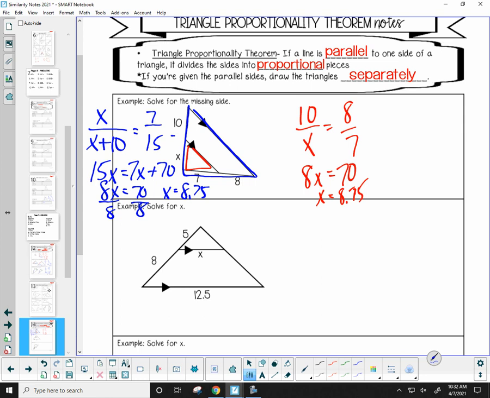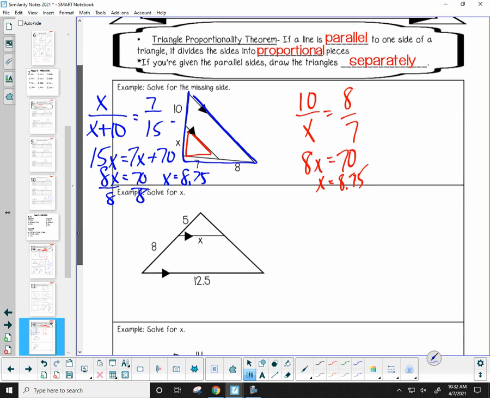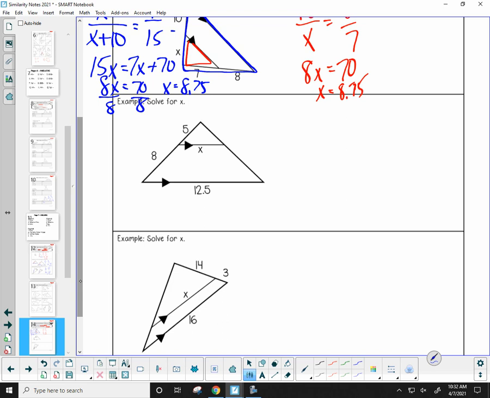The shortcut does not always work though. The shortcut does not work when one of the sides you are given or want to find is a parallel line. Here's why. Think about the 5, the x, the 8, and the 12.5 on the next one. The 5 is an entire side of this triangle. The 8 is only a part. The x is the entire bottom of this top triangle, right? The 12.5 is the entire bottom of the big triangle. So we have to make sure, because we're using a whole side, a whole side, a whole side, and this is only a part, we don't have a shortcut we can use.